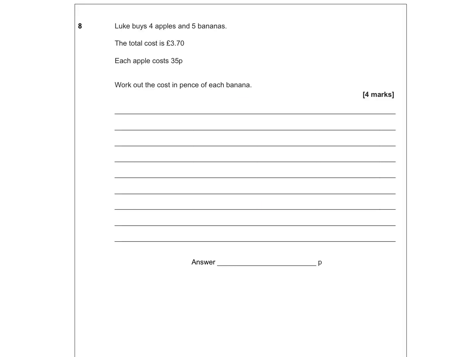All right, question 8. Luke buys 4 apples and 5 bananas. The total cost is £3.70. Each apple costs 35p. Work out the cost in pence of each banana. Okay, so he buys 4 apples. So 4 times 35p is going to be 140 pence. I'm going to work in pence because I think it's a little bit easier.